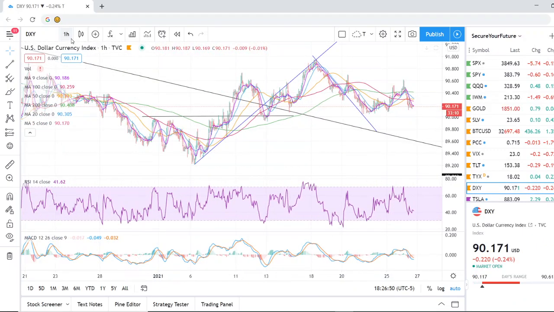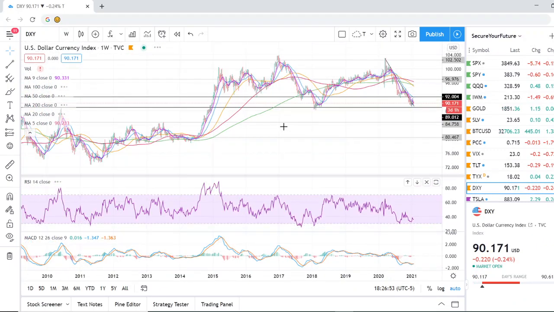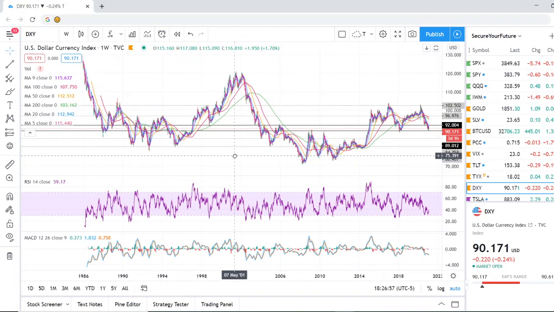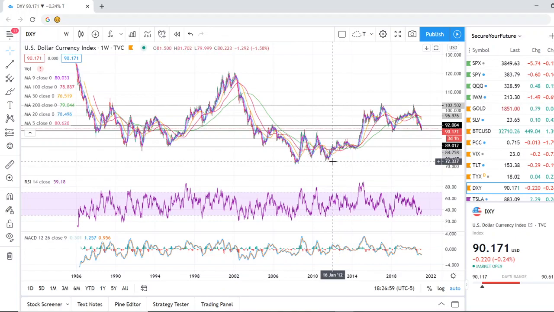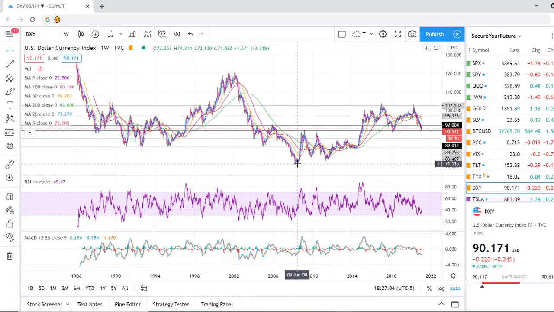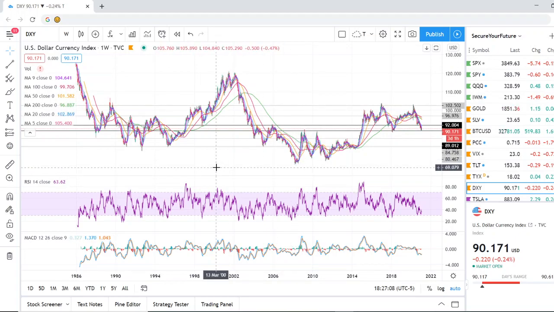Switching over to the dollar, we'll put it on a weekly so you can see this is the whole history of the dollar, all the way from 124 to 71. Okay. We have major, major support at these black lines. That is where we currently are. We have support outside of these black lines, which are these light gray lines.